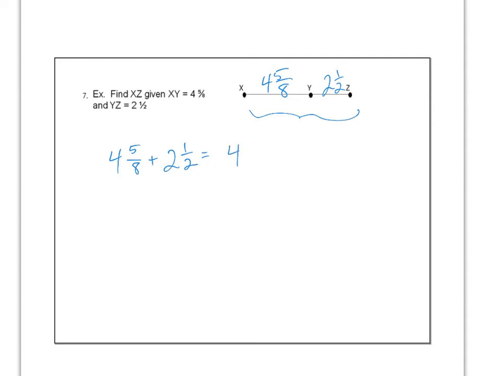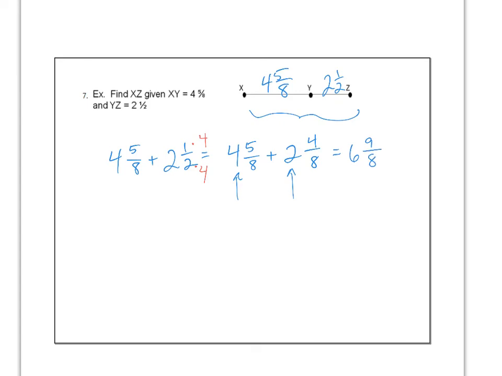So I'm going to leave the first part the same, 4 5/8. And then I want 2 and something over 8. So what did I have to multiply the bottom 2 by? I had to multiply by 4 to get an 8 on the bottom. So I'm going to multiply by 4 on the top as well. So 1 times 4 is 4. Add your whole numbers, the 4 and the 2, so that's 6. And then you have 5/8 plus 4/8, which is 9/8.